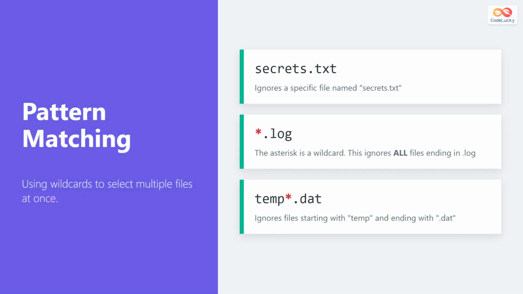You don't have to list every single file manually. You can use wildcards. For example, typing *.log will tell Git to ignore every single file that ends with the .log extension. This is a powerful way to write flexible rules.